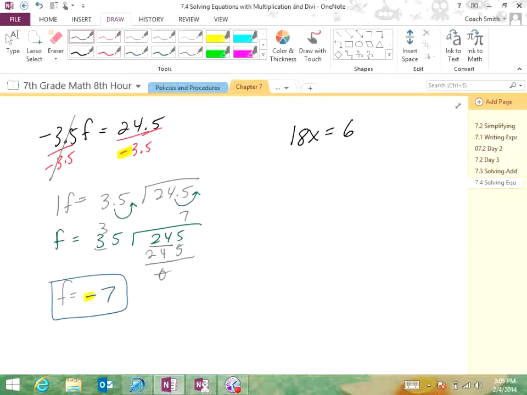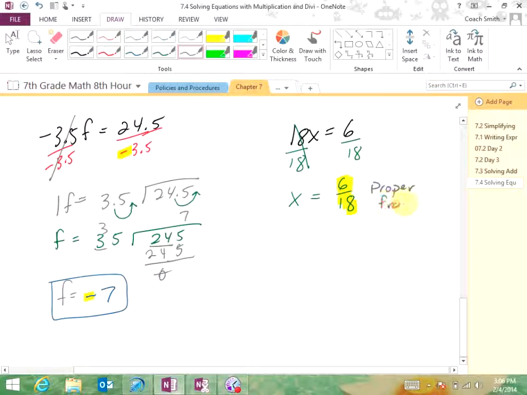So what we're going to look at is we're going to deal with a fraction here. But the process is still the same. The process doesn't change regardless how big or how small the numbers are. The process is still divide both sides by the number that's in front of the variable. That cancels, giving me x is equal to 6 over 18, which is a proper fraction. So then all you have to do is reduce it.